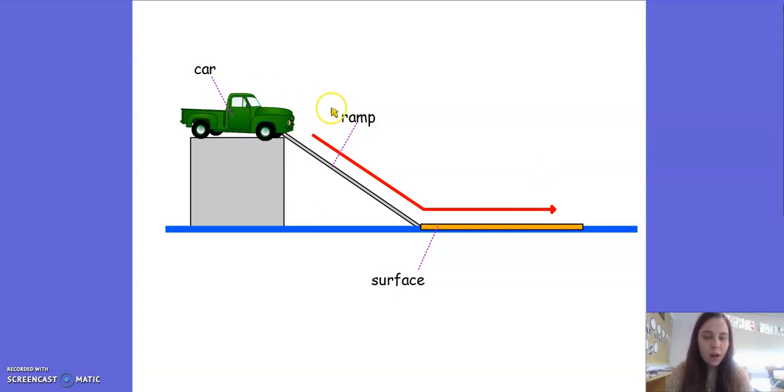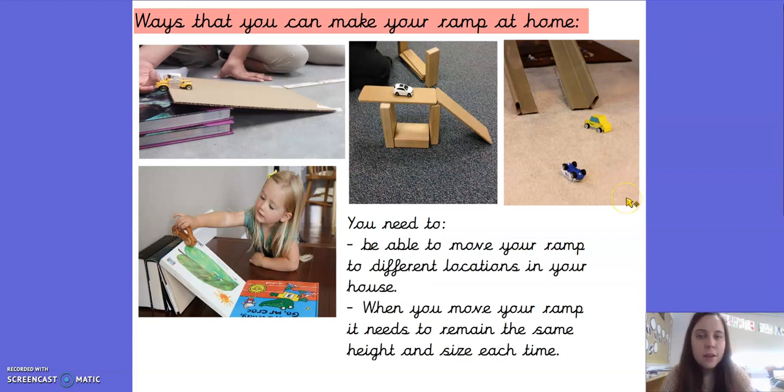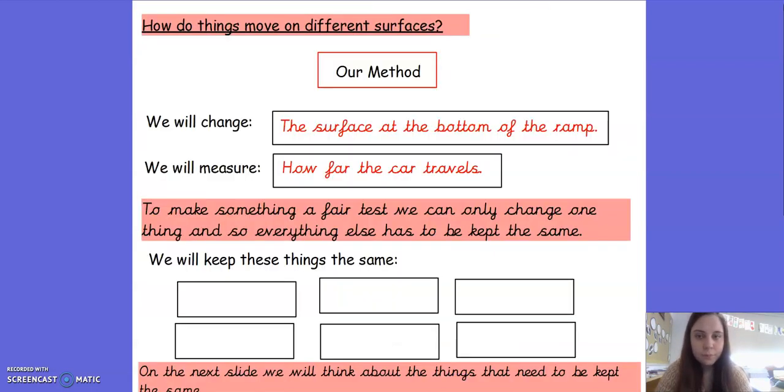So this is what we're going to be doing. We're going to be getting a car, a ramp, and then we're going to be doing a different surface down the bottom to see what happens. So here are some ways that you can make your ramp at home. For next week's lesson, these are some different ways that you could do it. You can see here we've got some books lined up. We've got a book and a piece of card. We've got some blocks. Got some piping. There are lots and lots of different ways we can make it. So if we're back in school, then we will do it in school. But if not, then these are some ways you could do it at home.